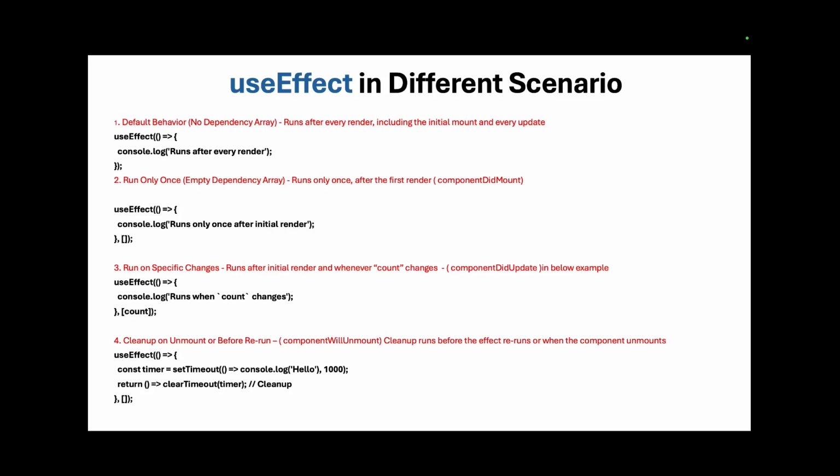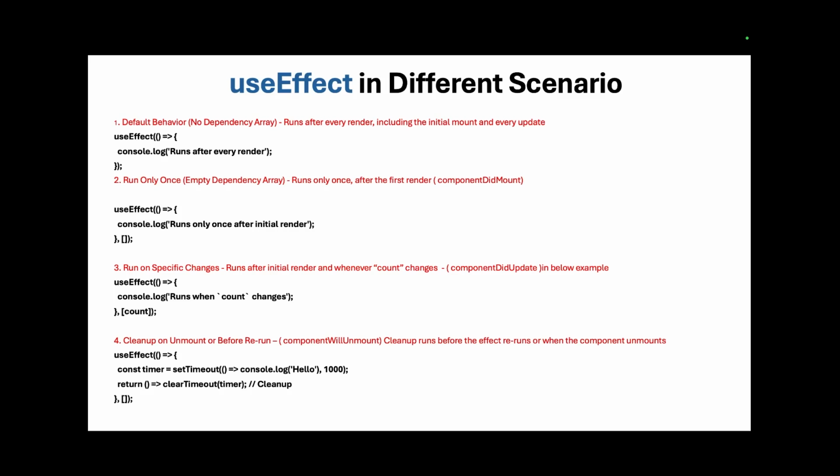The second scenario is run only once, with an empty dependency array. It runs only after the first render. It is like componentDidMount in the class component. So useEffect, and the second argument is an empty dependency array, so it runs only once after the initial render. The third option is useEffect with a value passed in, so it runs on specific changes. It runs after the initial render and whenever the count changes. It's like componentDidUpdate in the class component.